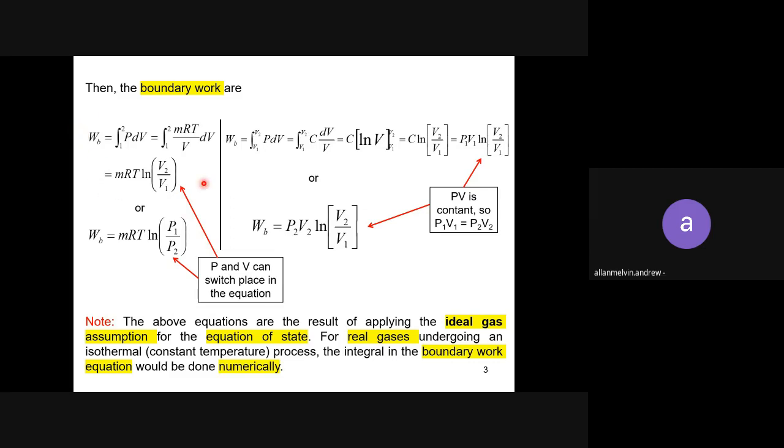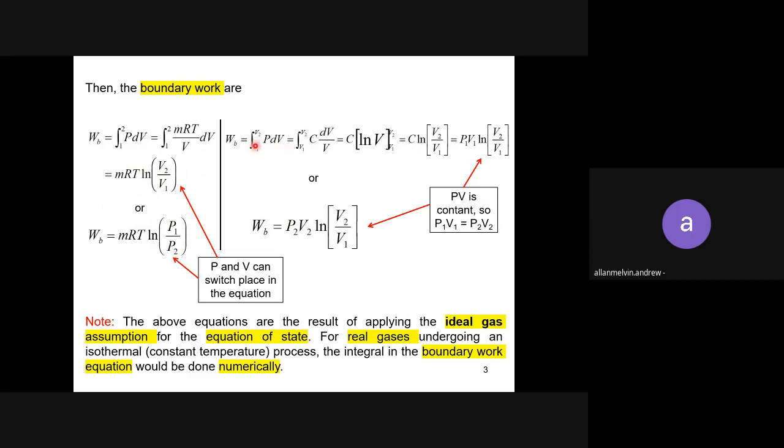The first formula is W_B equals mRT ln(V2 over V1). Then you have this formula, where V2 over V1 equals P1 over P2, which comes from rearranging this formula. So if the information of pressure is given, then you can use this formula.